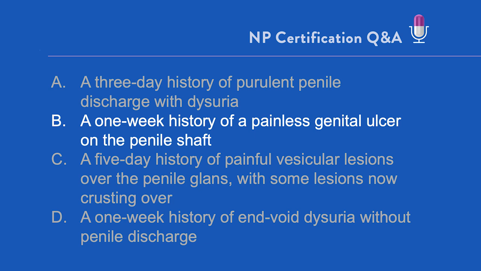C, a 5-day history of painful vesicular lesions on the penile glans, with some of the earliest lesions now forming a crust. This is the clinical presentation of genital herpes, also known as herpes simplex type 2, also known as HSV2 or HHV2. One key differentiation between the lesion of syphilis and the lesion seen with genital herpes is pain. The herpetic lesions are quite painful.